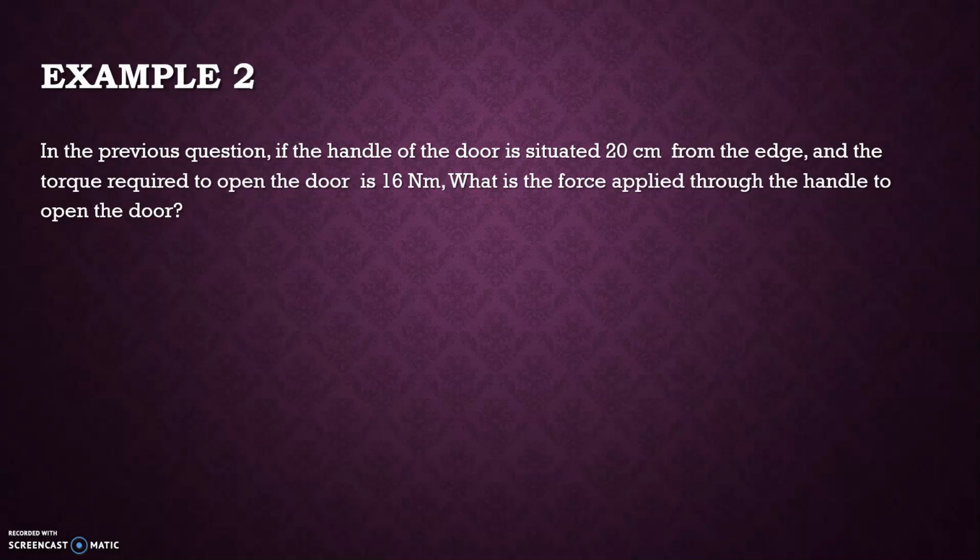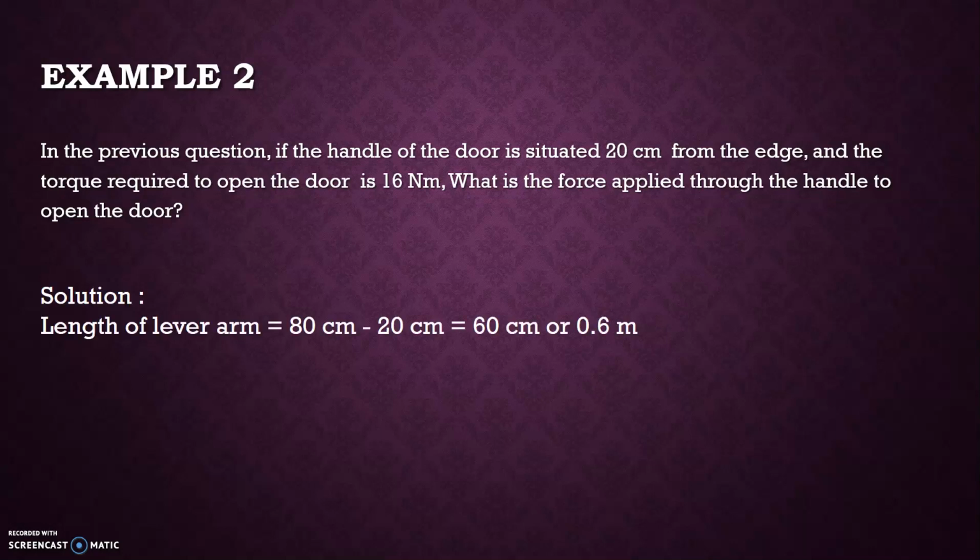All right, so let's list what we know. First, the distance. It is not 20 centimeters. The handle is 20 centimeters away from the edge of the door, and the door is 80 centimeters, so that means it is actually 60 centimeters or 0.6 meters.